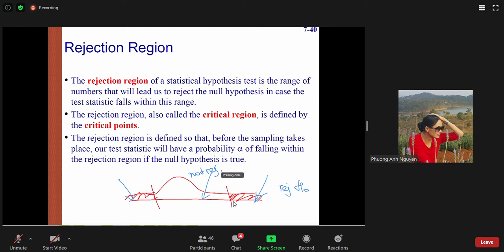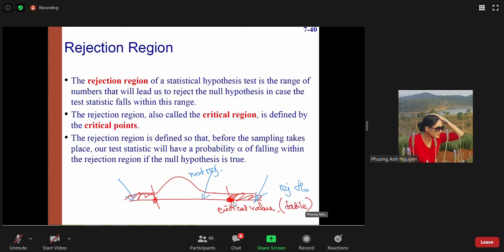H0. And the boundary values are called critical values. Sometimes I have only one critical value; in this case, I have two critical values. A critical value is the value which helps you determine the rejection region. We often obtain it from a statistical table.